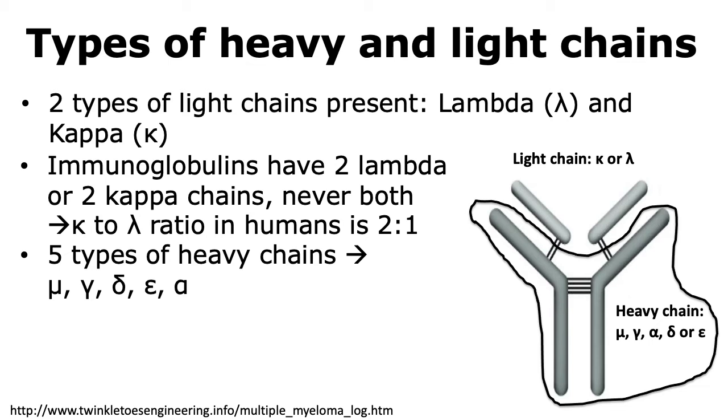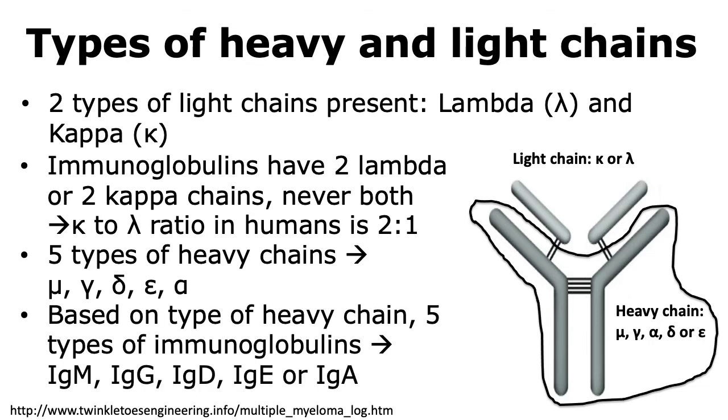Now, based on the type of the heavy chain that is present, we have our 5 different types of antibodies that we saw in a previous figure. Thus, we have our IgM that has the mu heavy chain, IgG has the gamma heavy chain, IgD has the delta heavy chain, IgE has the epsilon heavy chain, whereas IgA has the alpha heavy chain. Thus, the heavy chain determines the kind of immunoglobulin.